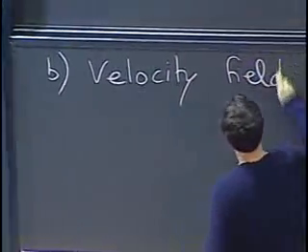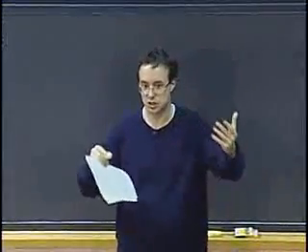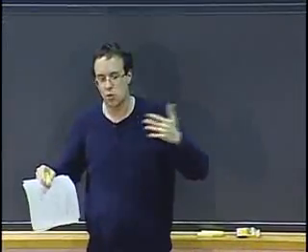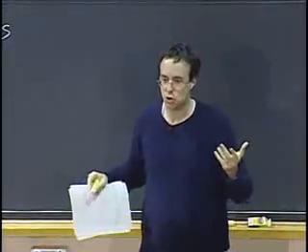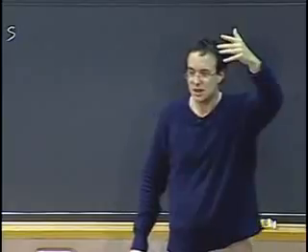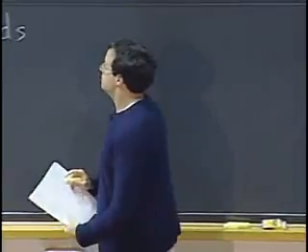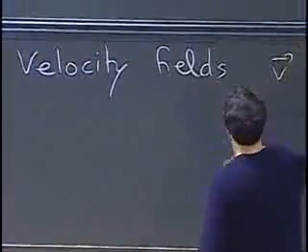Another example comes from velocity fields. If you have a fluid flow, for example, if you want to study wind patterns in the atmosphere, wind most of the time is kind of horizontal, but maybe it depends on the altitude. You know that at high altitude you have jet streams. The wind velocity is not the same at all altitudes.